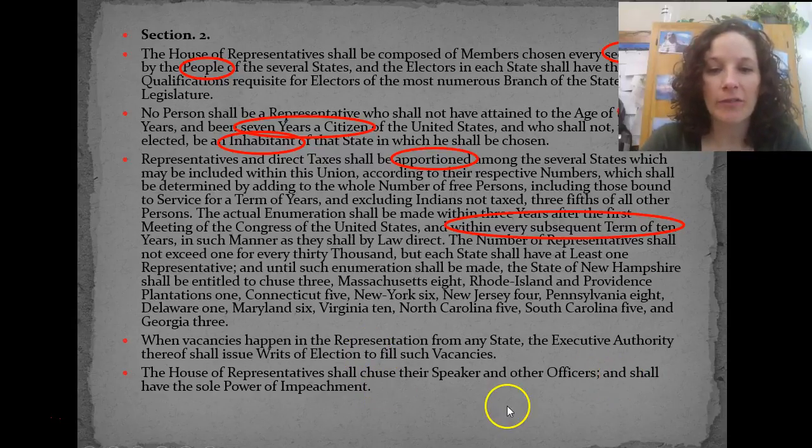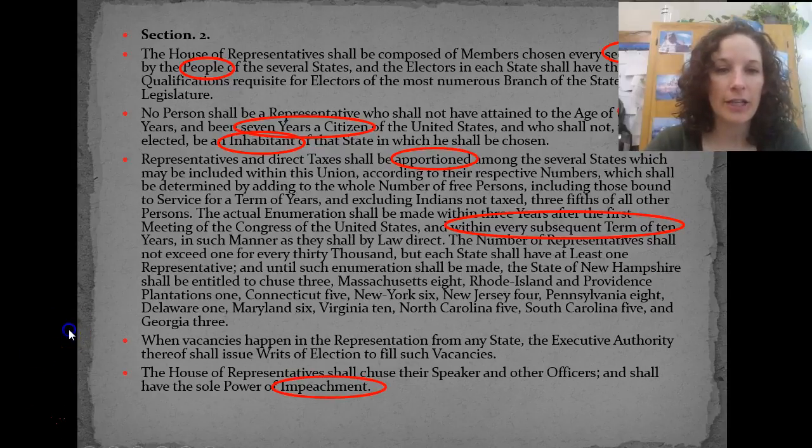The second part of this clause is that Congress has the sole power of impeachment. Power of impeachment is not the power to actually try and convict someone and remove someone from office. Impeachment is formally charging someone with a crime. So most recently, Bill Clinton was impeached. The House took a vote to impeach him, which means that he was formally charged with a crime. And you only need a simple majority in the House to do that, to impeach.